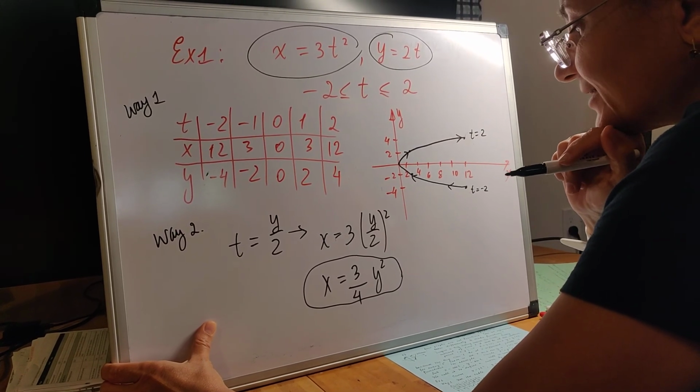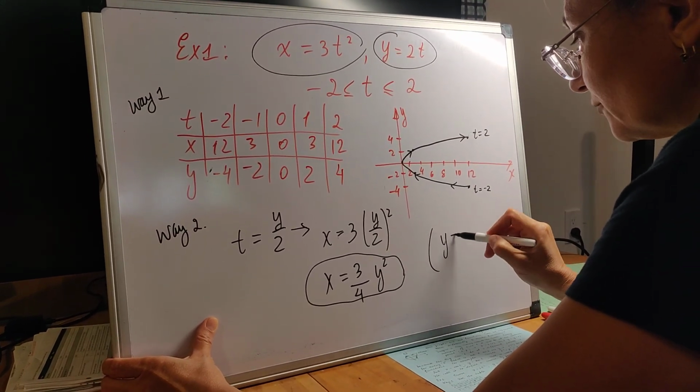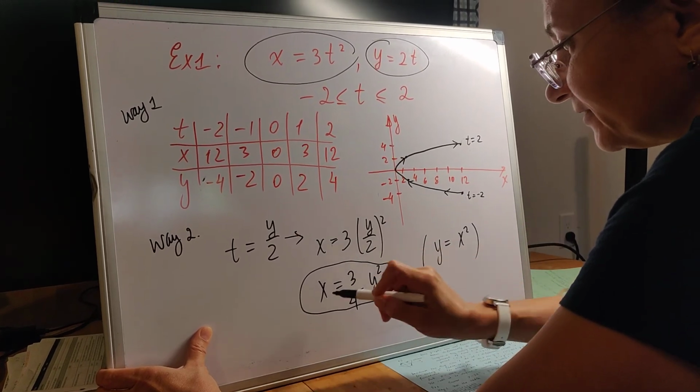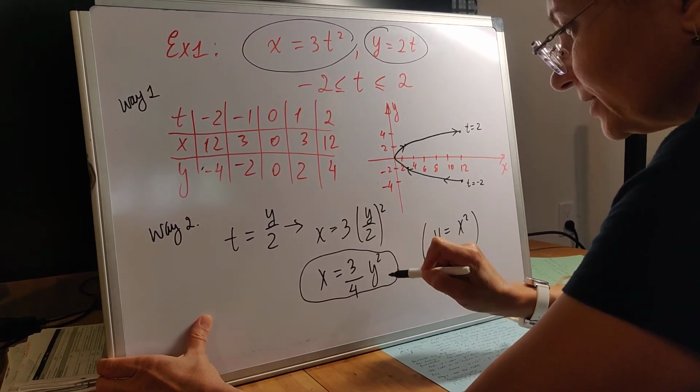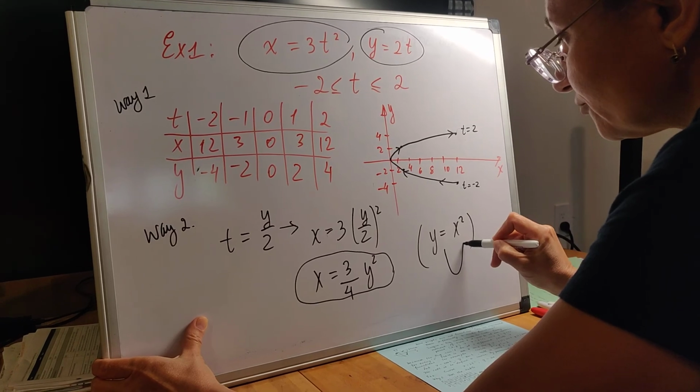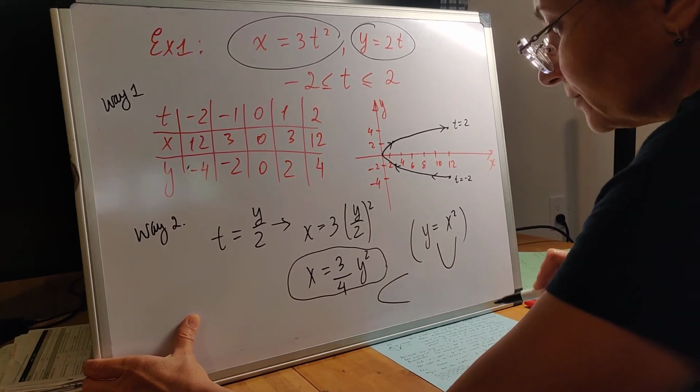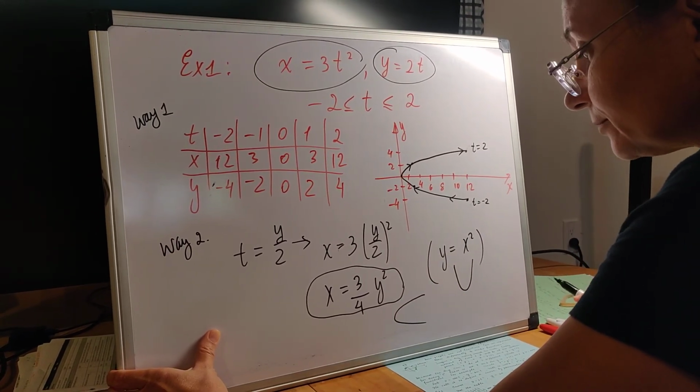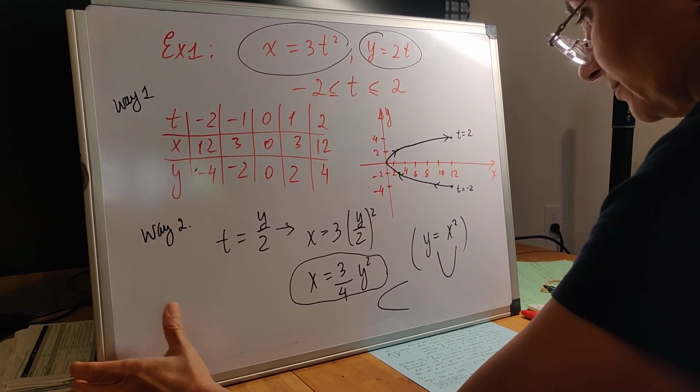Well, guys, you probably can recognize a parabola. A normal parabola looks like y equals x squared, right? Here we have x equals some coefficient times y squared. It means that it's not going to be a normal vertical parabola, but a horizontal one. And yeah, our graph was correct for this horizontal parabola.